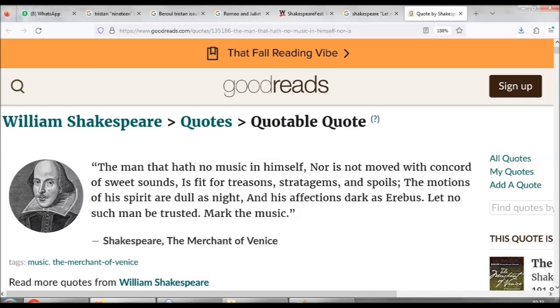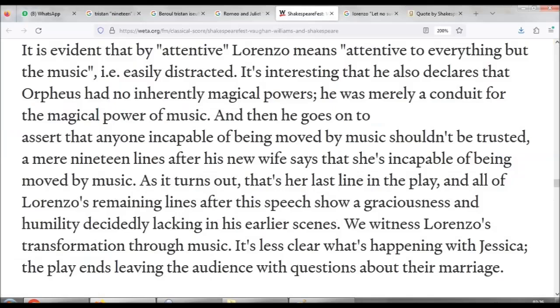So these are the things we actually think that Shakespeare wrote in The Merchant of Venice. But anyway, yes, let's have a look. So when it comes to music, let's see Shakespeare in this music. So have a look. You can read this yourself. It is evident that by attentive, Lorenzo means attentive to everything but the music, easily distracted. It's interesting that he also declares that Orpheus had no inherently magical powers. He was merely a conduit for the magical power of music. And then he goes on to assert that anyone incapable of being moved by music shouldn't be trusted. A mere 19 lines after his new wife says that she's incapable of being moved by music.